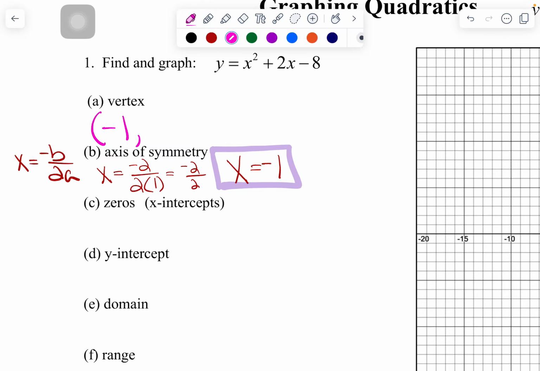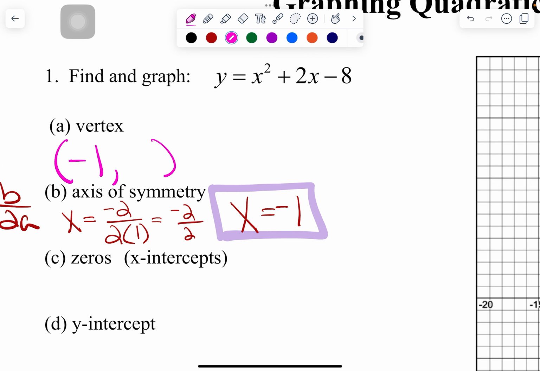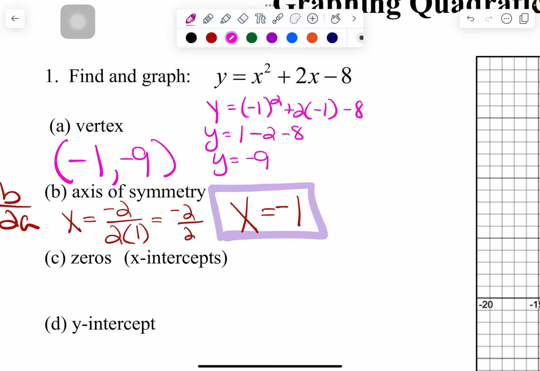But the problem is your vertex needs 2 parts. I need a y portion here. So what we're going to do is evaluate your function using x equals negative 1. So everywhere I have an x, I'm going to replace it with a negative 1. So, little evaluating here, negative 1 squared is 1. 2 times negative 1 would be minus 2, minus 8. That would be a grand total of negative 9. Yeah, negative 9. Took me a second there. All right, so that is the vertex.